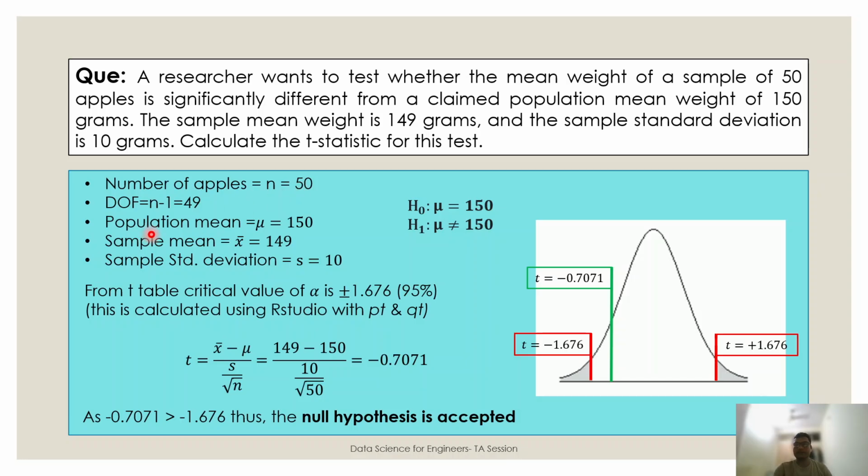We have the population mean, that is 150. The sample mean is 149. The standard deviation is 10. So here we are choosing mu equals 150, and we want to reject this hypothesis. The alternative is mu1 not equal to 150. The researcher wants to test whether the mean value of the sample of 50 apples is significantly different from the claimed population mean, so we want to reject that hypothesis. We choose the alternative as not equal to.